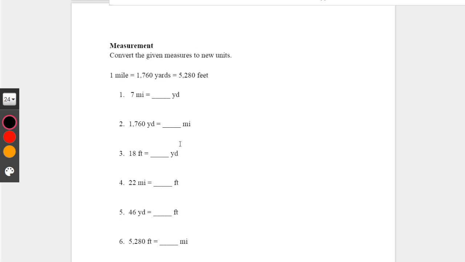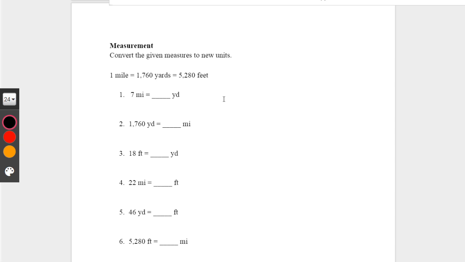And to the next one, measurement. Convert the given measurements to the new units. Thankfully, they gave us the conversions, so this should be much easier. So 1 mile equals 1,760 yards, which equals 5,280 feet. So let's look at number 1. 7 miles equals blank yards. We know in 1 mile there's 1,760 yards, so we simply just multiply this by 7.